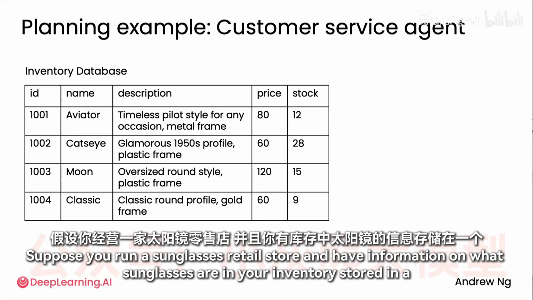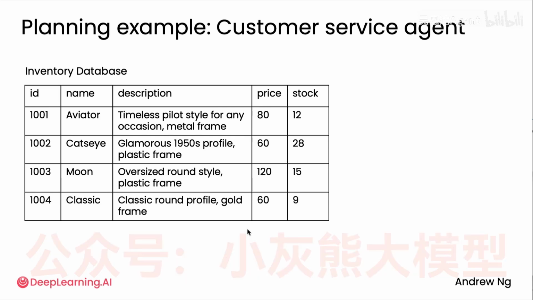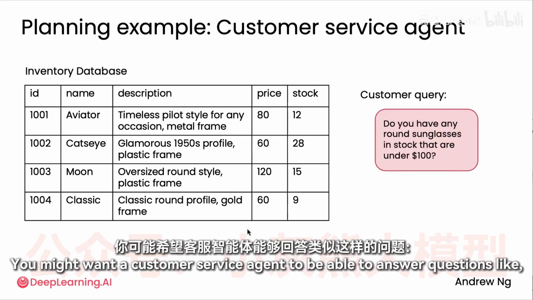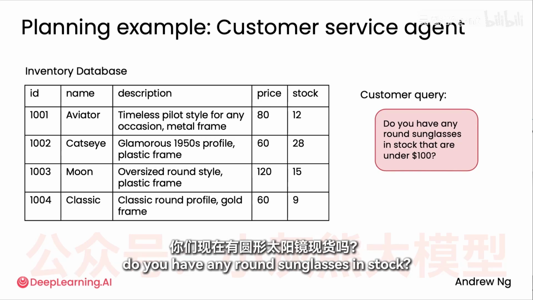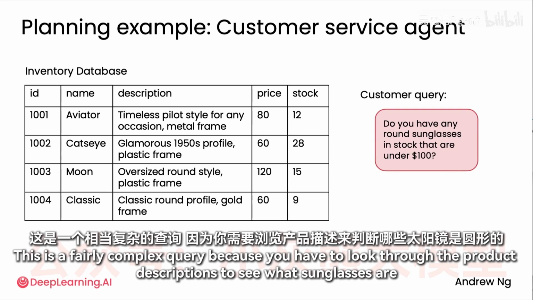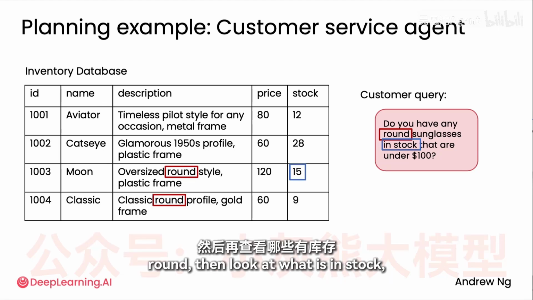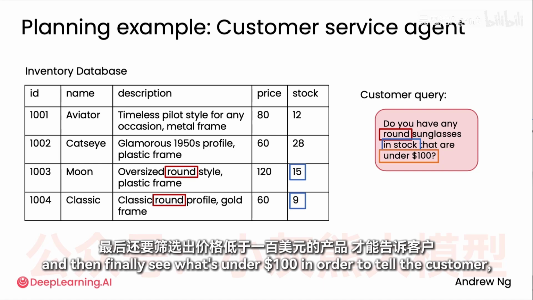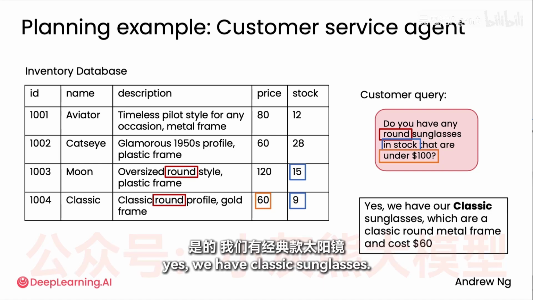Let's dive in. Suppose you run a sunglasses retail store and have information on what sunglasses are in your inventory stored in a database. You might want a customer service agent to be able to answer questions like, do you have any round sunglasses in stock that are under $100? This is a fairly complex query because you have to look through the product descriptions to see what sunglasses are round, then look at what is in stock, and then finally see what's under $100 in order to tell the customer, yes, we have classic sunglasses.